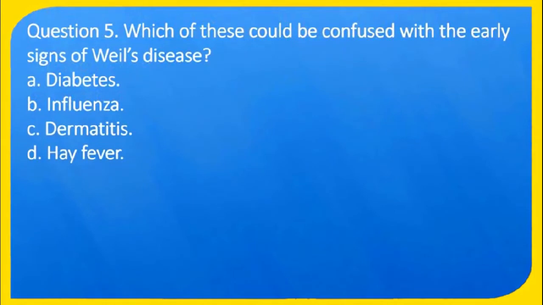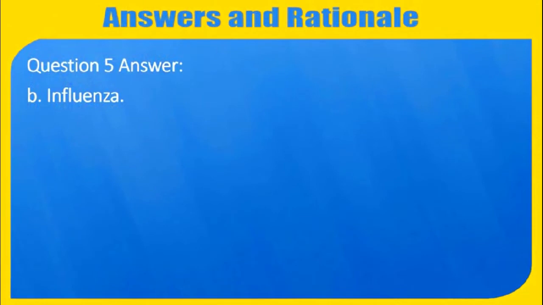Question 5. Which of these could be confused with the early signs of Weil's disease? A. Diabetes. B. Influenza. C. Dermatitis. D. Hay fever. Question 5 Answer, B. Influenza.